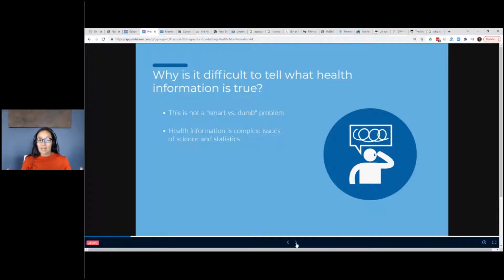Health information is complex. It's not binary. It's just not one or the other. And there are underlying issues of science and statistics, which themselves are not binary. They're also complex and require numeracy skills and scientific literacy skills. So the fact that health information in particular is so complex makes it tough for a lot of folks for a lot of reasons. So discerning what's true requires knowing or learning how to think about the problem.